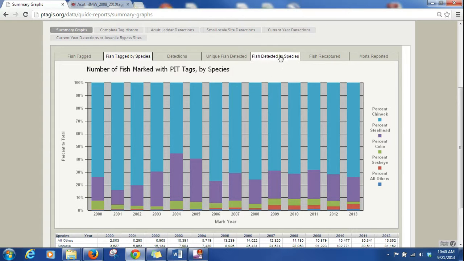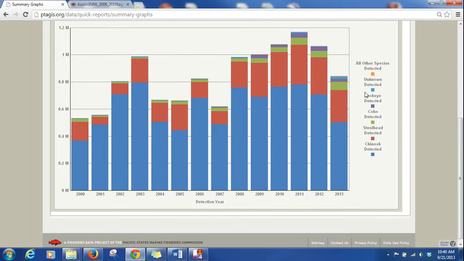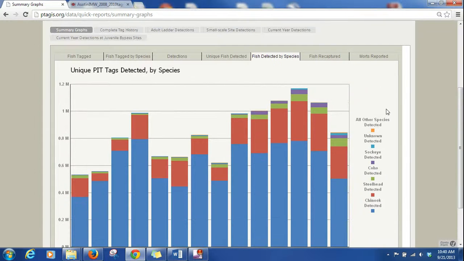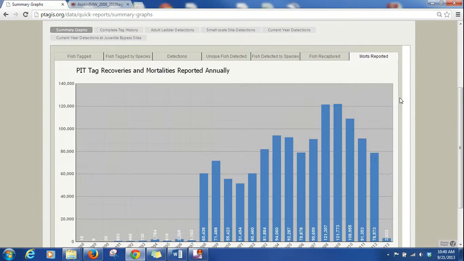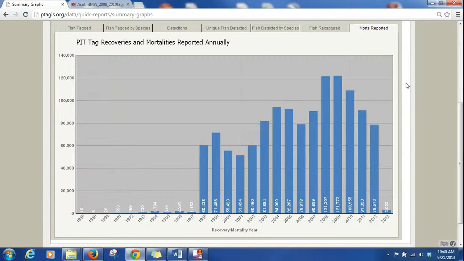We can then look at the absolute number of fish that were detected by species, and we can look at things like recaptures and mortalities. That's what morts is. These are fish that were found dead in the system, either killed by fishermen, died during handling, or found as tags at bird colonies.